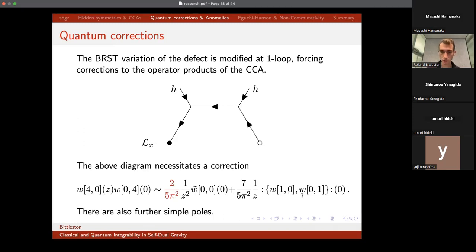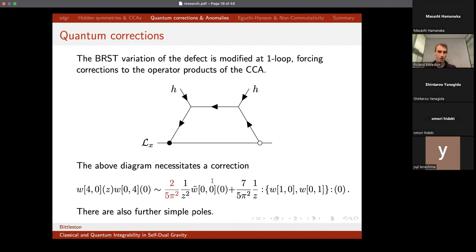And I've added one example extra term. As I said, there are more simple poles. I added this one just to illustrate the fact that you can get normal ordered products. So what this means is that the mode algebra of this vertex algebra is being deformed, not as a Lie algebra. It's really been deformed as an associative algebra. So you can think of this as a kind of quantum group.